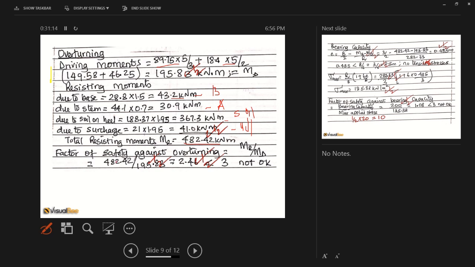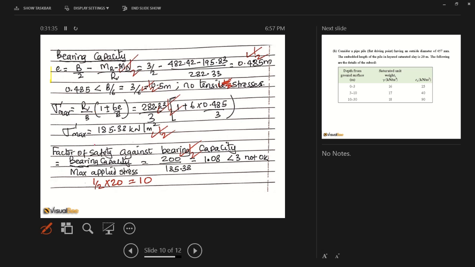Then the factor of safety is resisting moments over the driving moments, which is 482.4 over 195. Also note there is an error here. The limit we were given was 1.5. So this is okay. That calculation is okay.